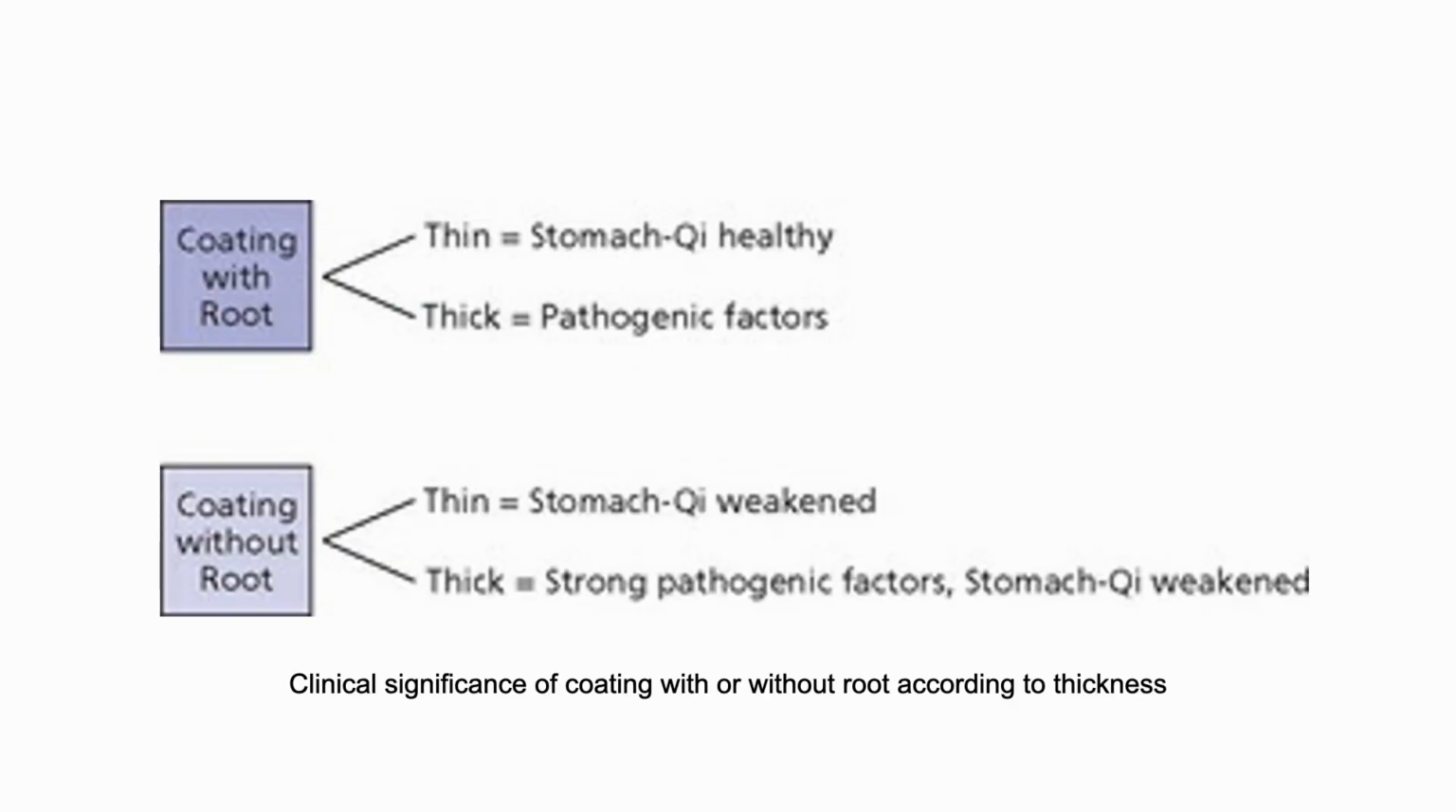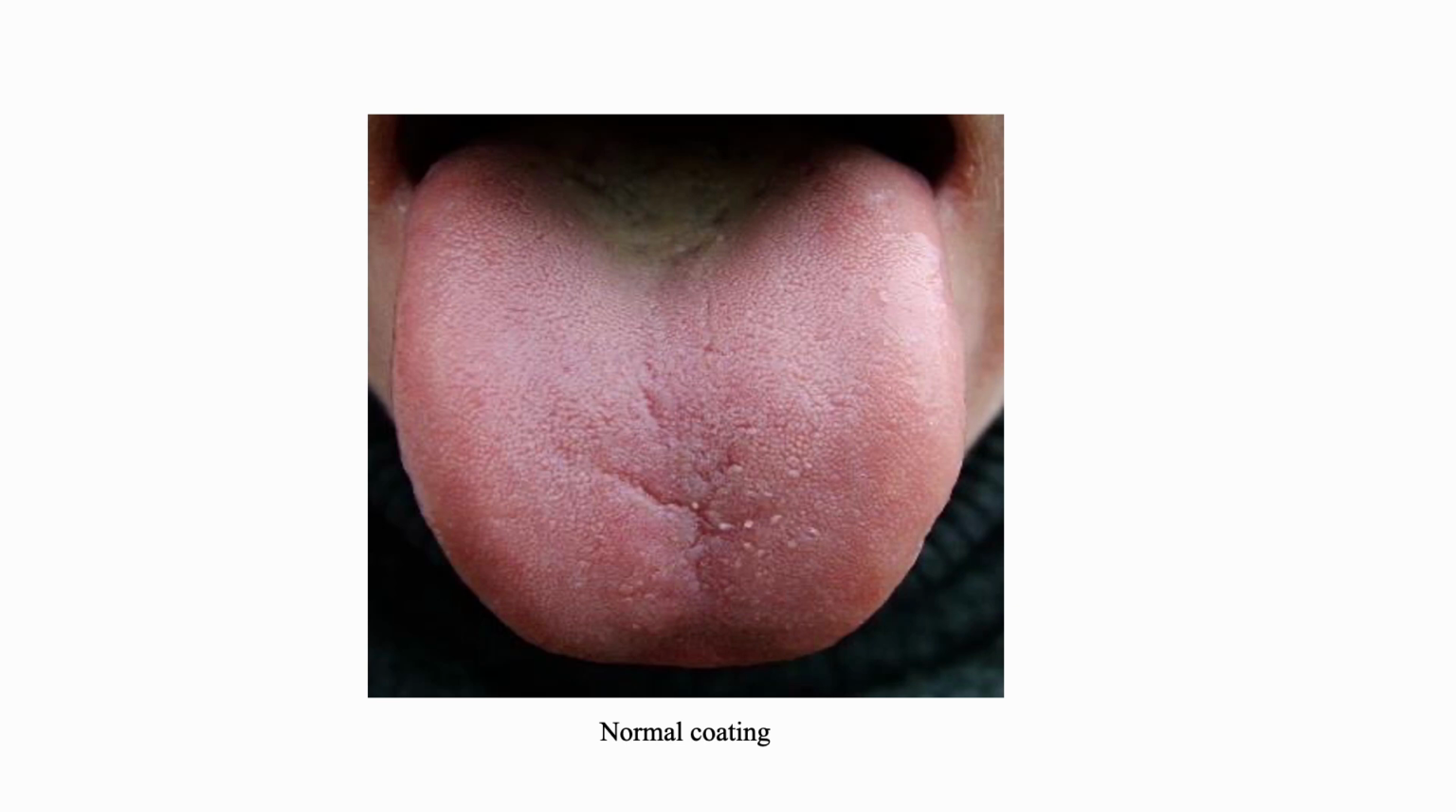Thin coating with root means healthy stomach qi. Thick coating with root means strong pathogenic factor, stomach qi still intact. Thin coating without root means beginning of weakening of the stomach qi. Thick coating without root means strong pathogenic factor, stomach qi weakened. The normal coating is thin and it should be possible to see the tongue body through it. If the tongue body cannot be seen, the tongue coating is too thick.